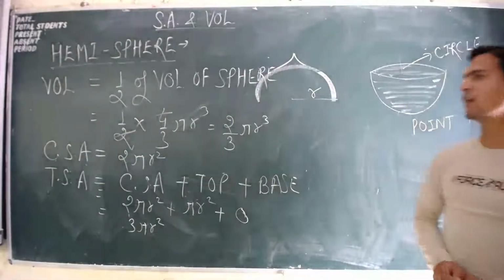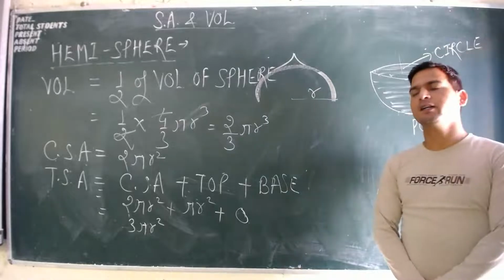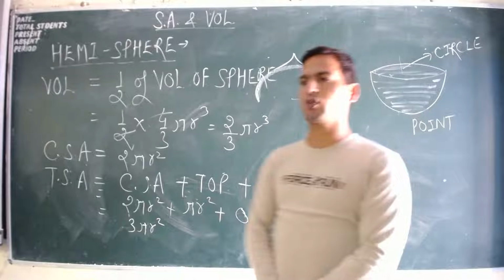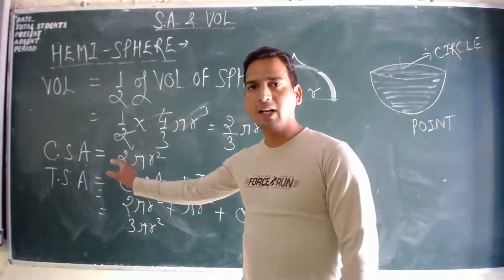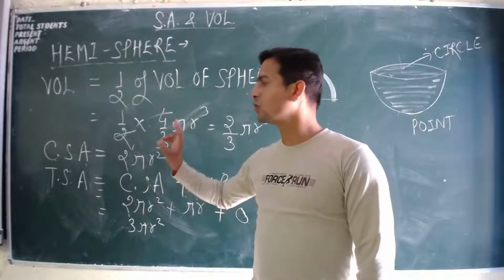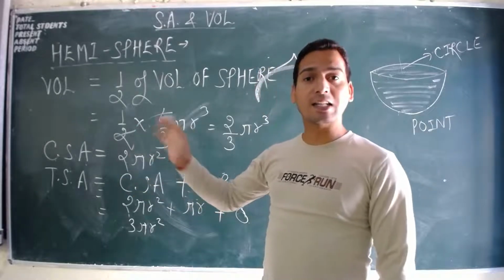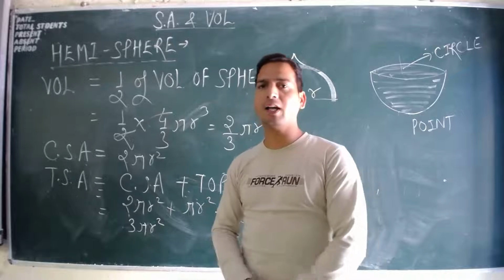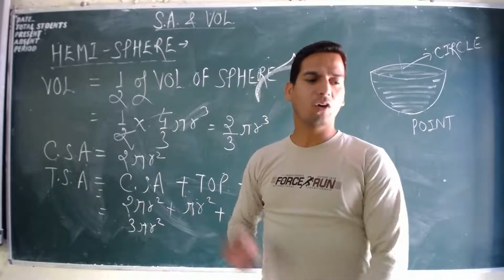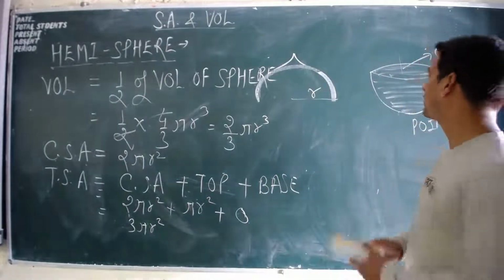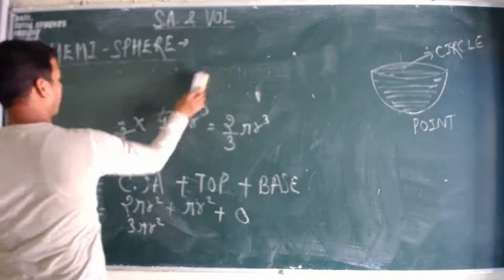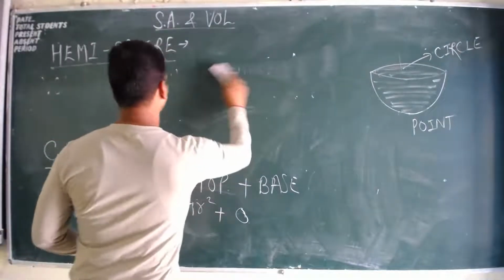So the total surface area of the hemisphere is 3 pi r square. Total surface area is always greater than curved surface area. Curved surface area is 2 pi r square, so total surface area will be greater than this, that is 3 pi r square. Okay. Now one topic is left: height of the hemisphere.